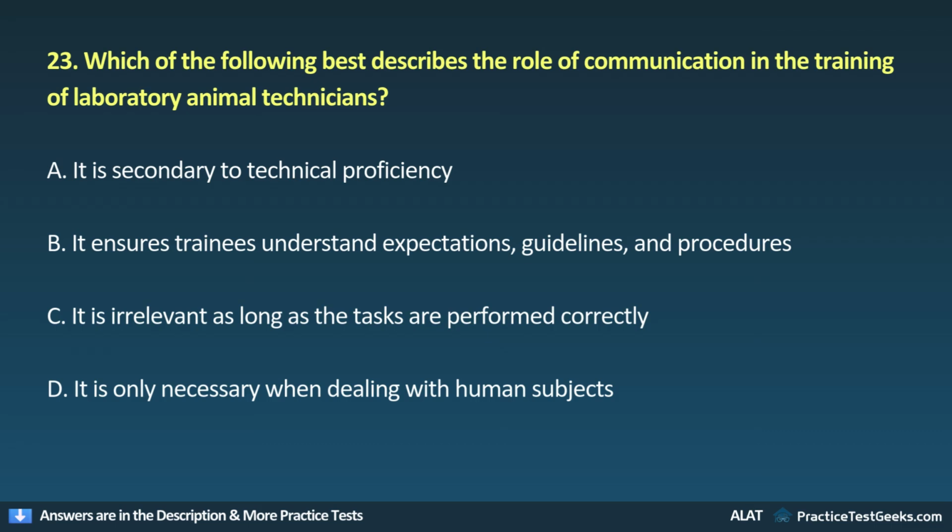23. Which of the following best describes the role of communication in the training of laboratory animal technicians? A. It is secondary to technical proficiency. B. It ensures trainees understand expectations, guidelines, and procedures. C. It is irrelevant as long as the tasks are performed correctly. D. It's only necessary when dealing with human subjects.